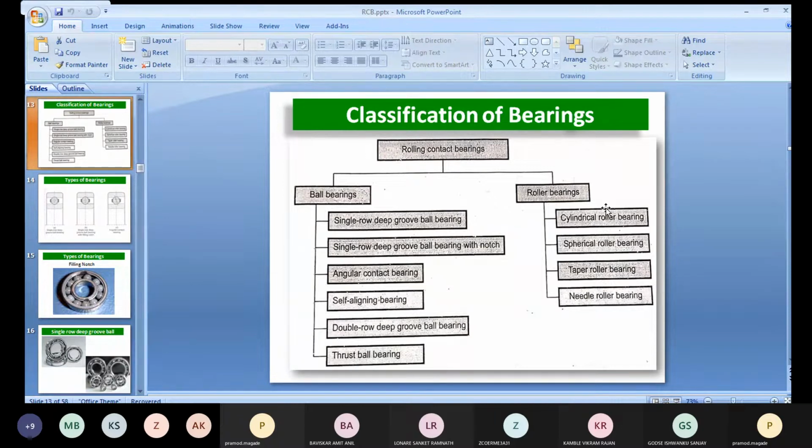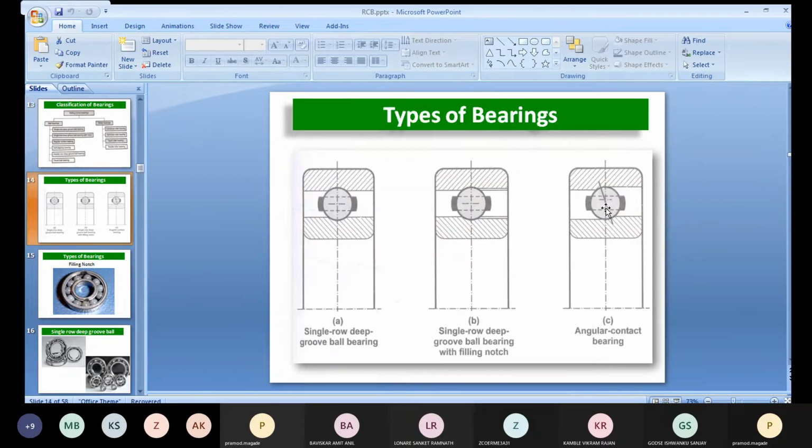In the case of the roller, due to line of contact, the total cylindrical structure gets deformed at the time of working. Correct. Now this will be the 2D diagram. There is the single row deep groove ball bearing. You can see this is a single row deep groove ball bearing. Then there is the one with notch. In the case of notch, there is a slot which helps to remove or add the balls, so we call it a notch.